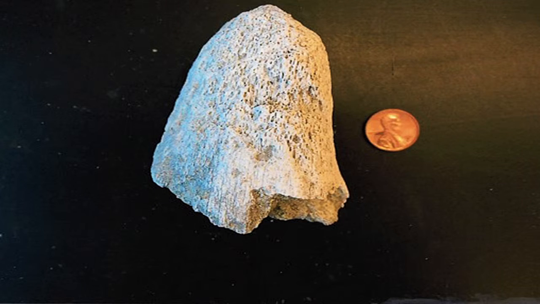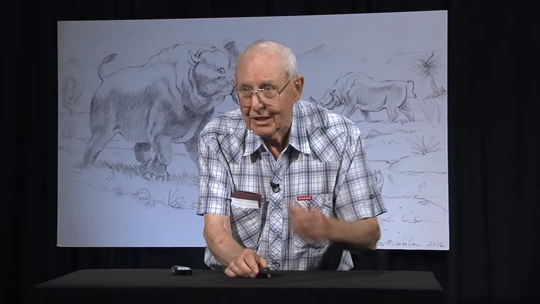Well, here's the nasal horn of a titanosaur. Now, this is bone. The modern-day rhino, I think it's more or less something like hair that's come together.